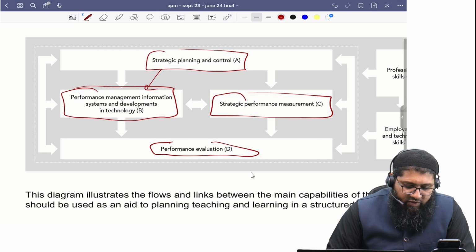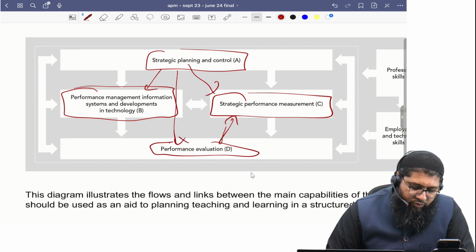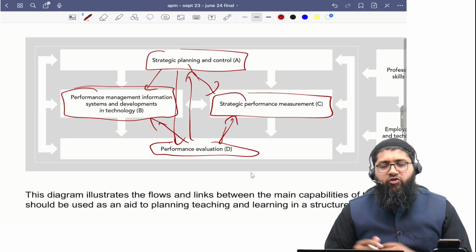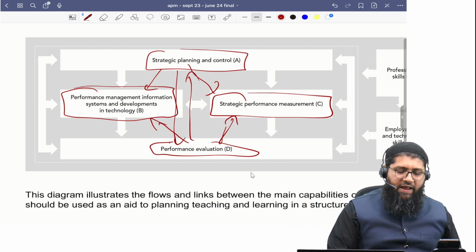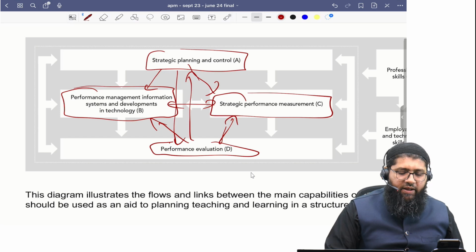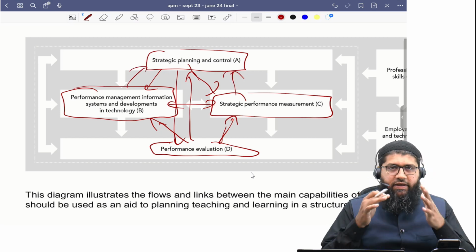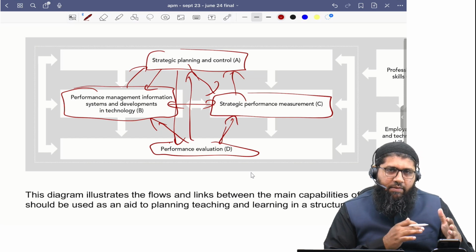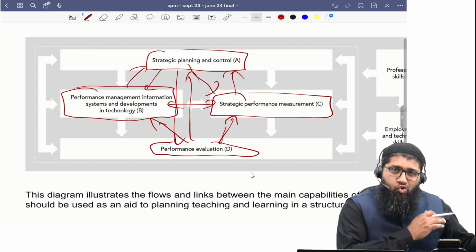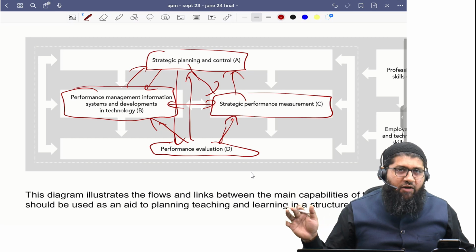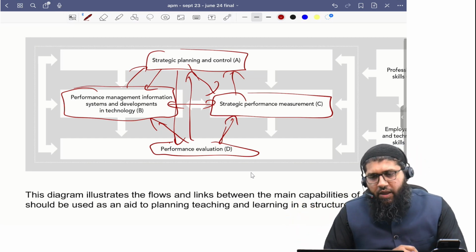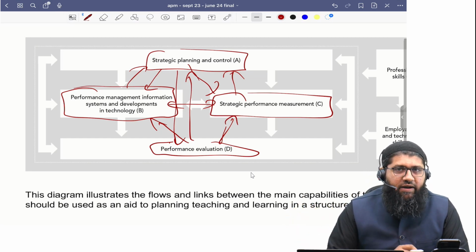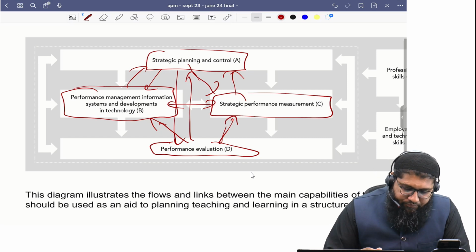It is connected to this, it is connected to this, this one is connected to this one, connected to this. So it's like every single aspect, every single element of the subject is connected to each other. That's something that you would have to keep in mind. Now, let's try to understand this. Let's try to discuss this.